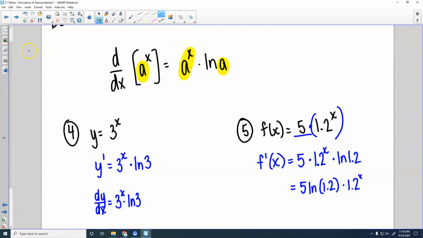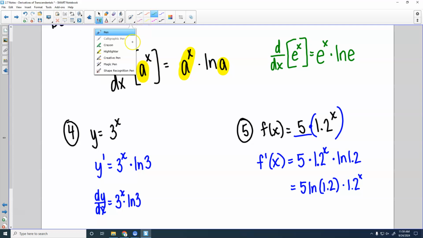And e to the x is really a special function because if we use the same rule to take the derivative of e to the x, which we can do, we would get e to the x times natural log of the base, which is e. But what makes this really special is natural log of e. The natural log of e is just 1.